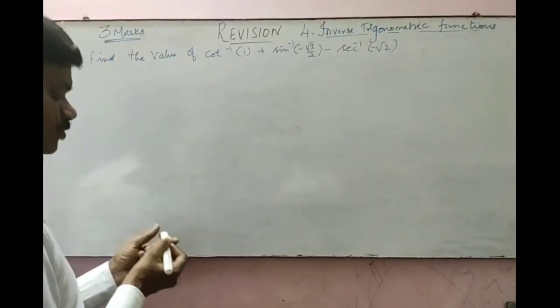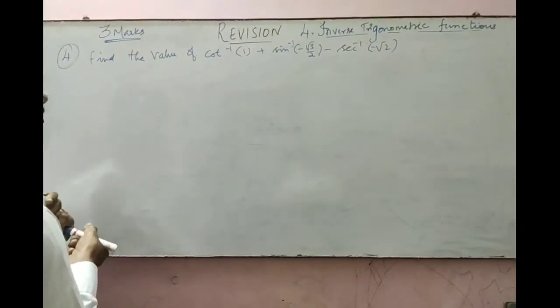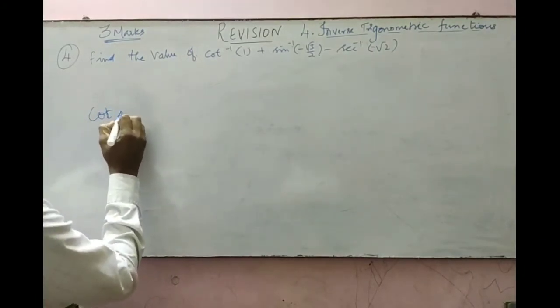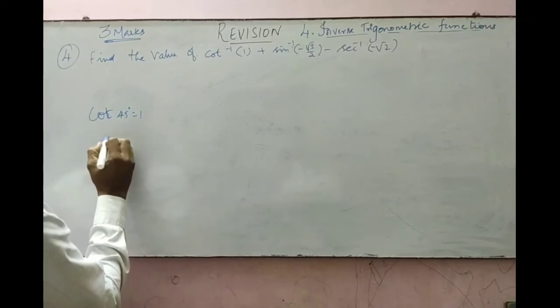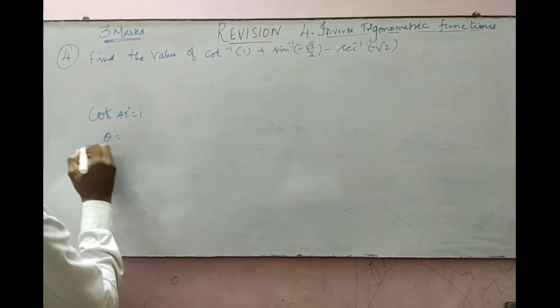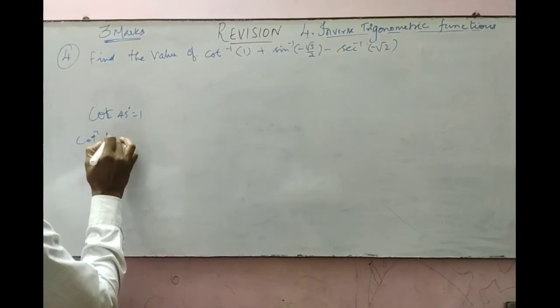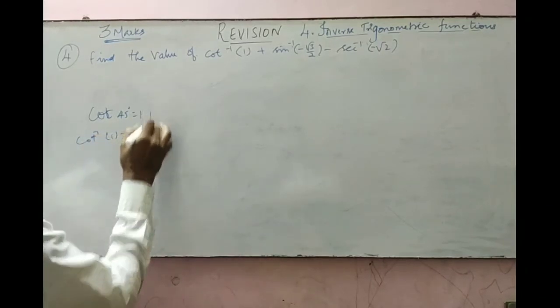Cot inverse of 1. What is the value of cot inverse of 1? Cot which degree is 1? Cot 45 degree is 1. So the theta is, cot inverse of 1 equal to pi by 4.